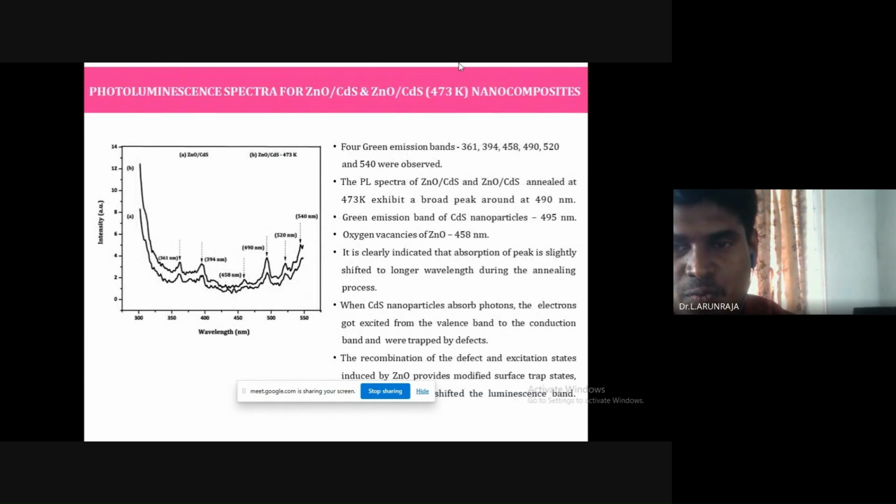On the photoluminescence, we have emission bands like this: 361, 394, 458, 490, 520, and 540 were observed in the photoluminescence spectroscopy. And the PL spectra of ZnO-CdS annealed at 473 Kelvin exhibit a broad peak around 490 nanometer. The green emission band of the nanoparticle is 495 nanometer, but the oxygen vacancy of ZnO is 458 nanometer, approximately nearby our area. It is clear that the absorption peak is slightly shifted to longer wavelength during the annealing process. The recombination of the defect excitation states induced by ZnO provides a modified surface area in the luminous band. Like this, 361, 394, 458 gradually increase due to the annealing temperature.